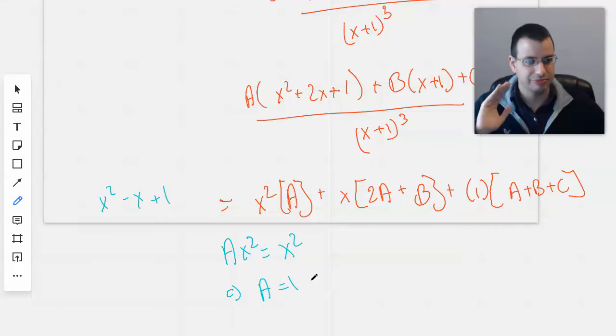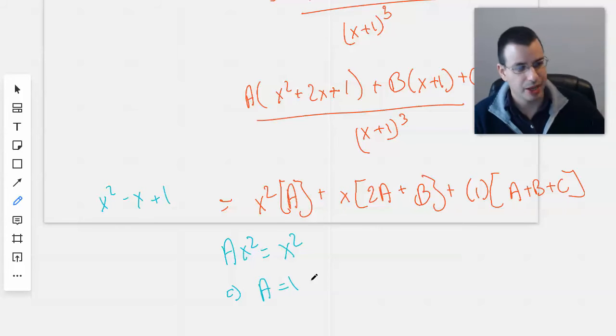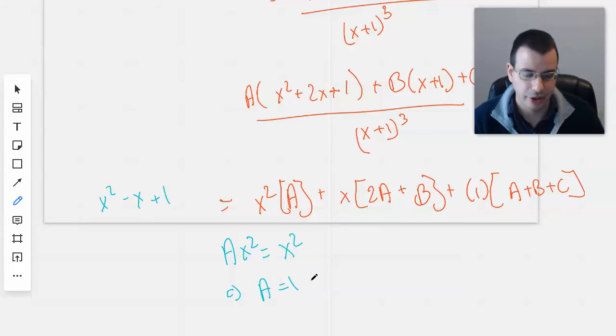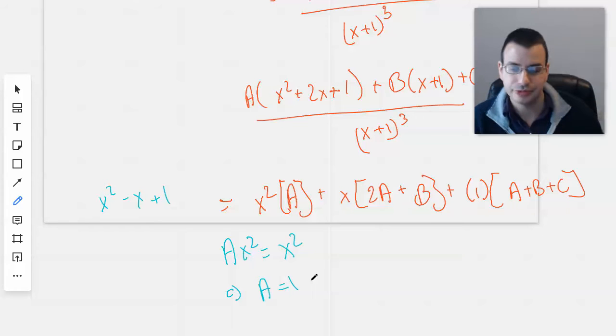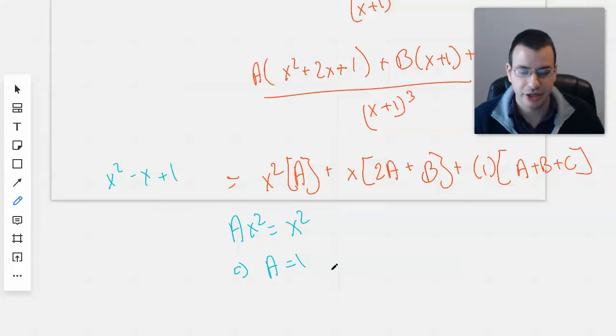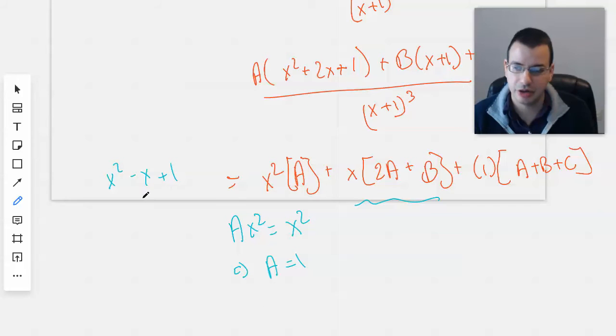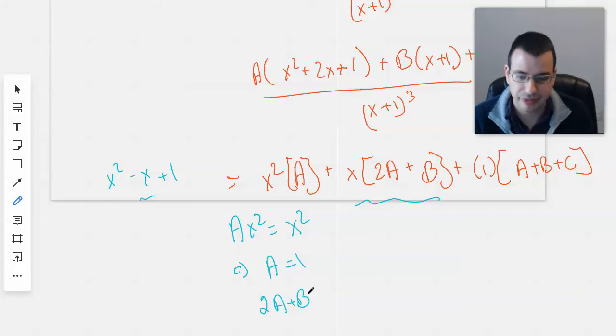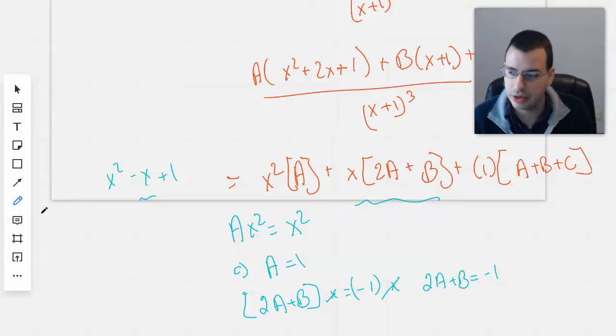I'm going to do this in a slightly different format than the previous problem. There's lots of different ways you can set this problem up to logistically work through it. So here I'm saying that ax squared equals x squared. And similarly, I would look at this section and say that 2a plus b times x equals negative 1 times x. The x's cancel. Then we get 2a plus b equals negative 1.